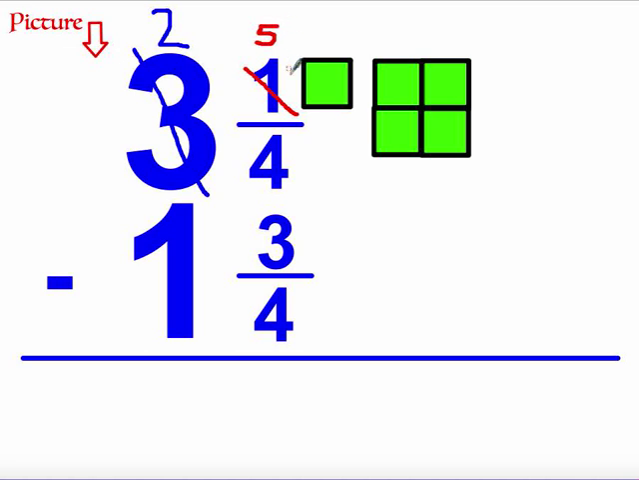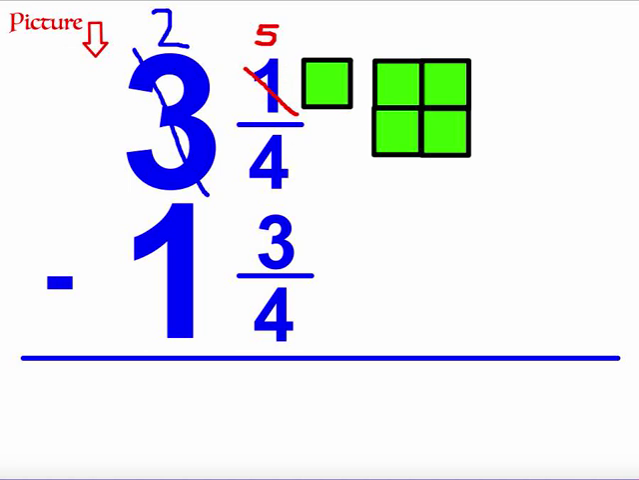Now I know it's tempting because almost every other time we've borrowed, we just hook a 1 on there, but that is not correct. Okay? When it comes to fractions, it's different. So we took 1 whole away, which was 4/4, and we added it to the 1/4 that was already there, and we got 5/4.